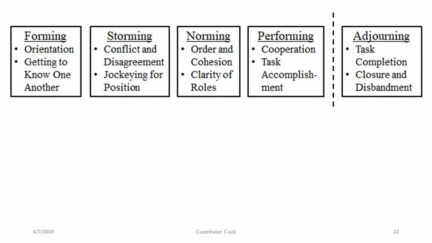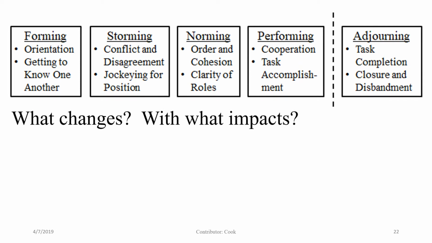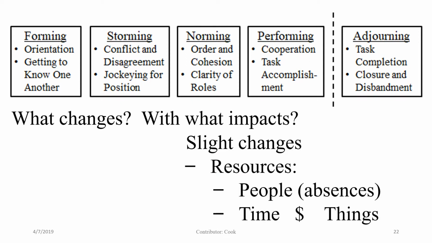What would cause the needed sliding back down the progression stages? What type of changes in the team environment would be needed? With what impacts? I would propose that slight changes in resources might necessitate the team to move back to the norming stage to plan, rehearse, and agree on new procedures caused by personnel absences and different people taking on new or different roles, or changes in time available and schedules, funds or materials, tools, and equipment.